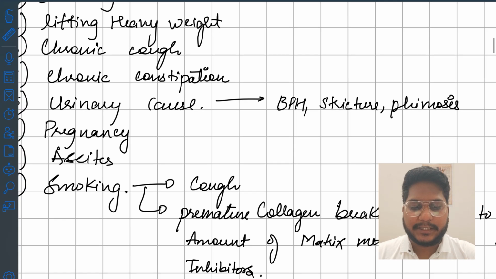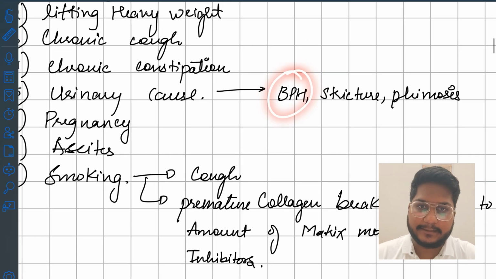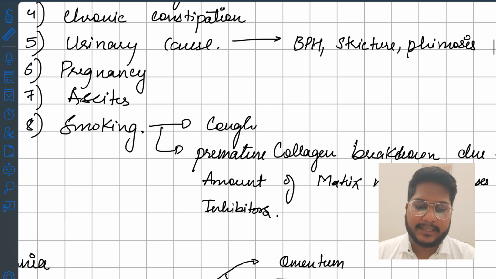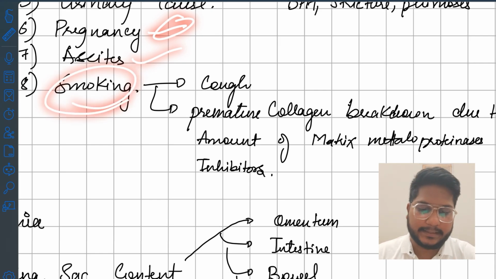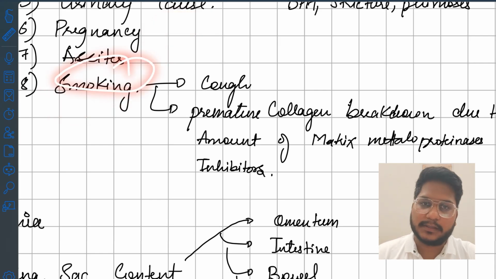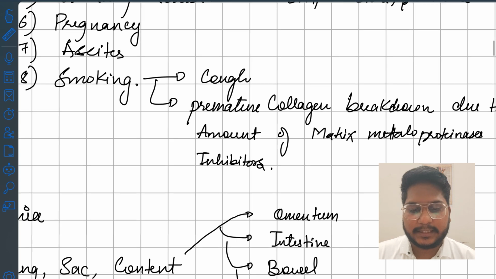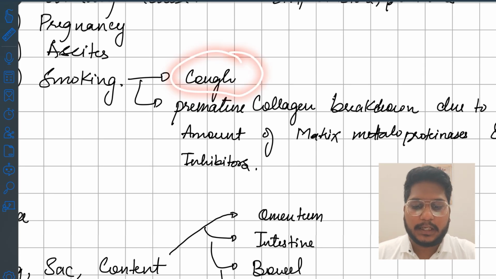In BPH patients, it is more common in old male patients, and it is one of the Viva questions we will discuss later. Then next in pregnancy as well, then ascites and smoking. So the most commonly asked question here is why smoking and how it causes hernia. So first of all, the reason is the chronic cough.